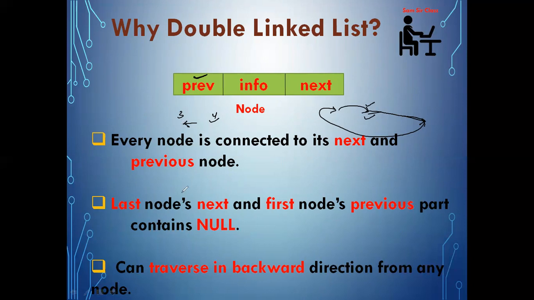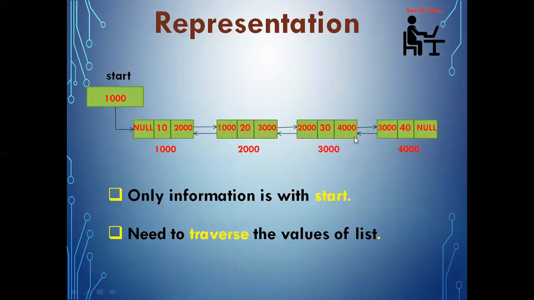Now the speciality here is that the last node's next part and the first node's previous part will contain null, because after the last node no more node is present, and before the first node no more node is present. Clear? And the speciality of double linked list is we can traverse in backward direction from any node, whether it's the last node or any random node, because we are keeping the address of the previous node in the list. So this is what the representation is all about.